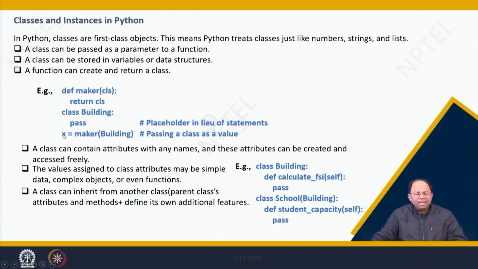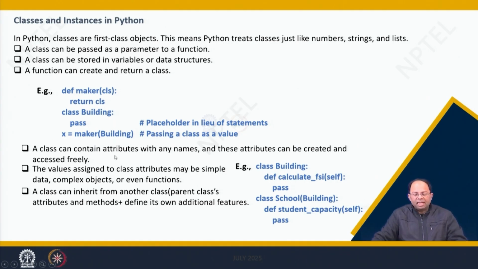Now in the final line, x equal to maker building. What I am doing is calling the function, and passing the class as a value. That means this building class is passed as a value, right? So that also is possible.